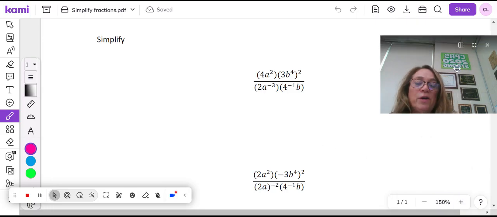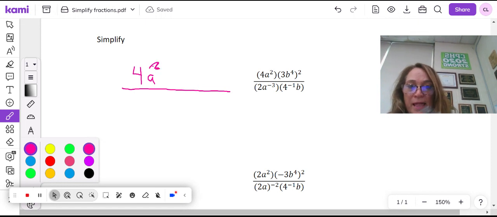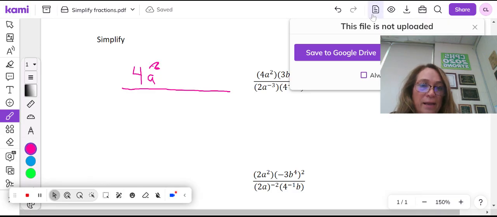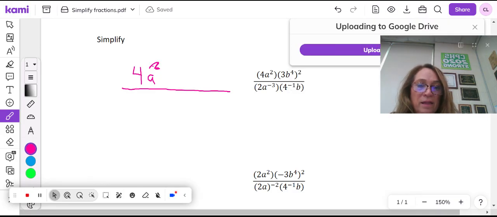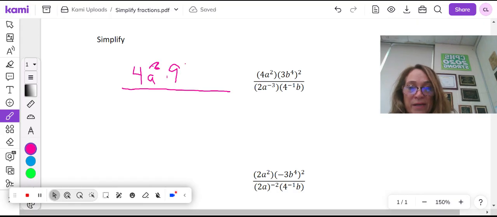All right, so the first thing we're going to do is we're going to take care of the exponent outside the parentheses and any of the negative exponents. So I'm just going to draw a fraction bar. And I have 4a squared, which is going to stay in the numerator. And then I'm going to square the 3b to the 4th so that I have that simplified. So 3 squared is 9, and b to the 4th squared is b to the 8th.